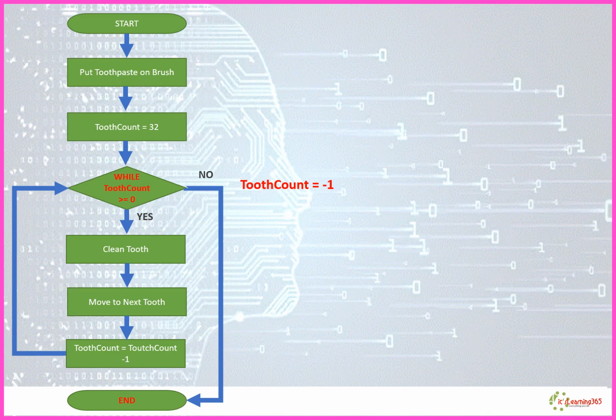So I keep working through my algorithm and going through the iterations, and at the end of each iteration I take 1 off my tooth count. At the start of the next iteration, it checks to see if the tooth count is greater than or equal to 0. Eventually, I'm going to get to the point where the tooth count is 0. That's the last tooth that I need to be able to clean, so that's my last go through the iteration. And once I've gone through that iteration, the tooth count now is going to change to minus 1.